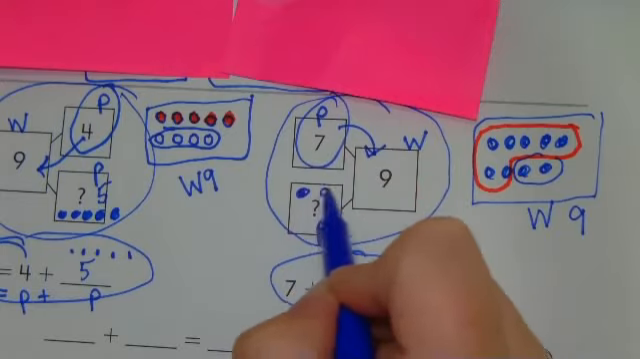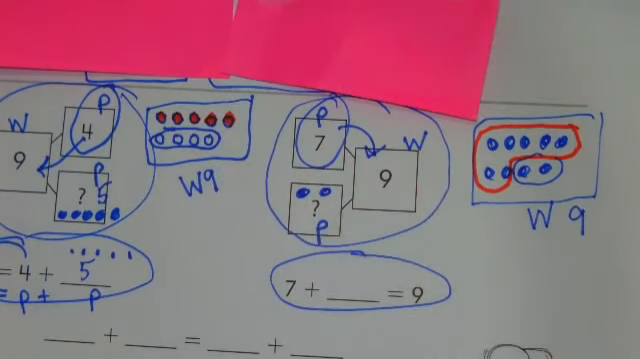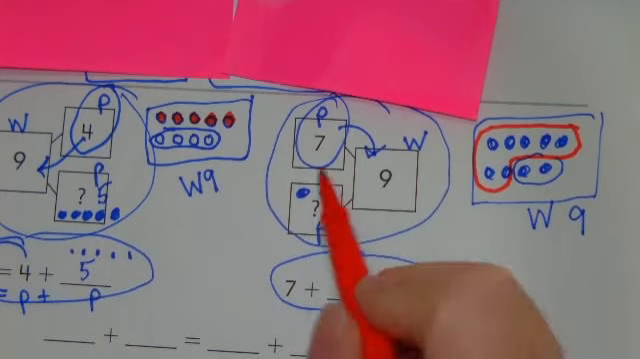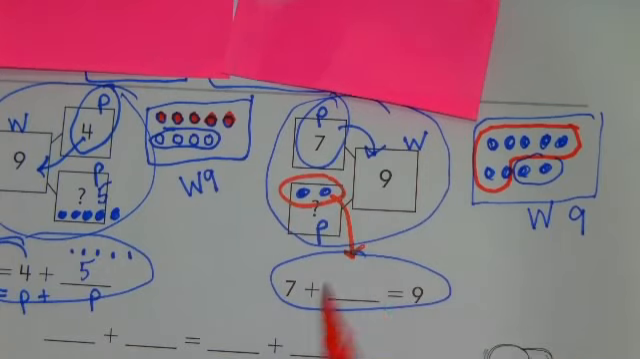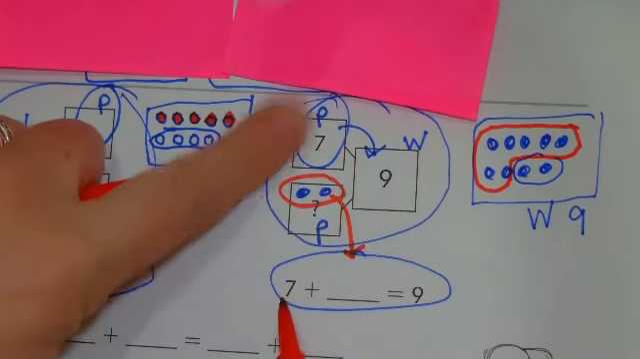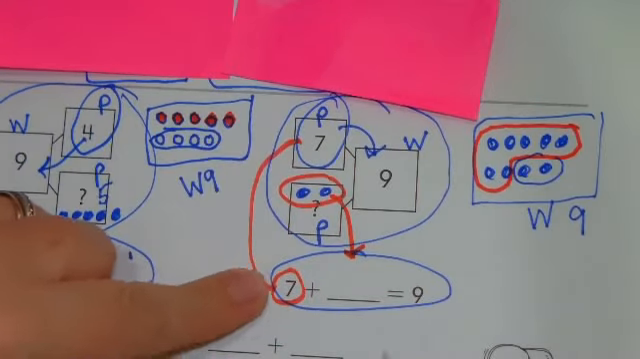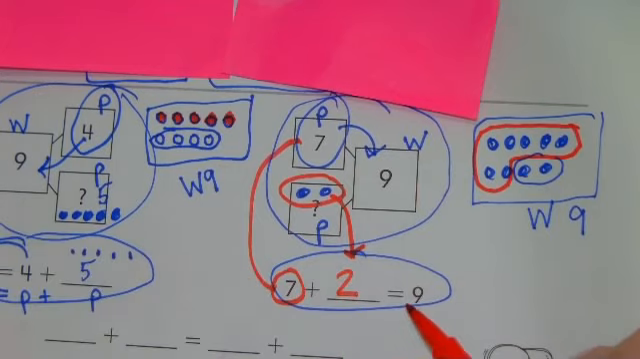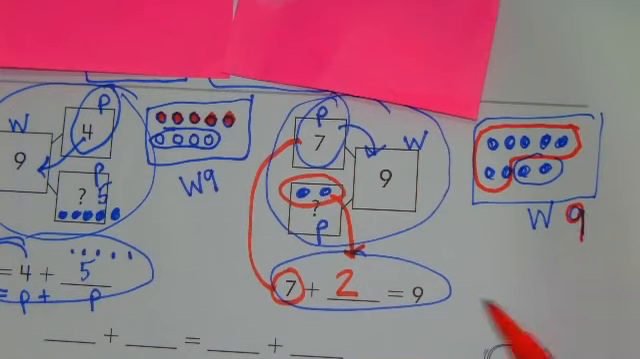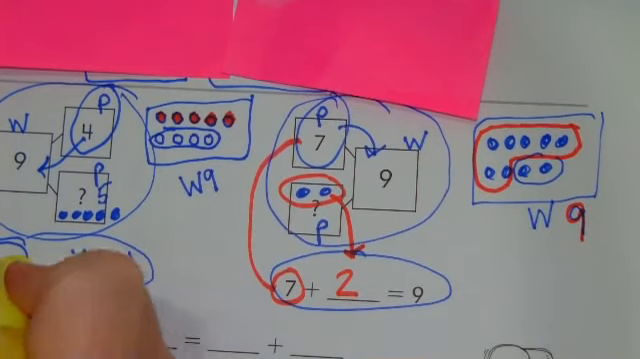Count on from the part we know up to the whole. 7, 8, 9. So what's my other part? 2, right? So then I'm going to take that 2 and bring it down here. 7, which comes from here. This 7 came from here, right? Plus those 2 together make that whole of 9. So 7 plus 2 equals 9.